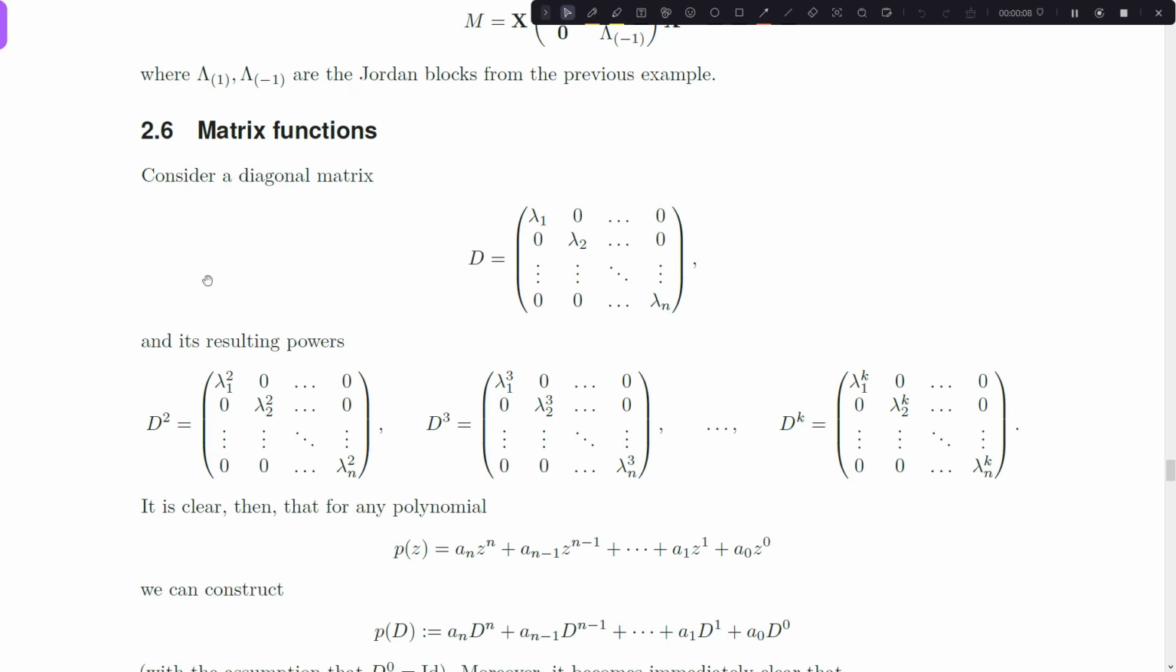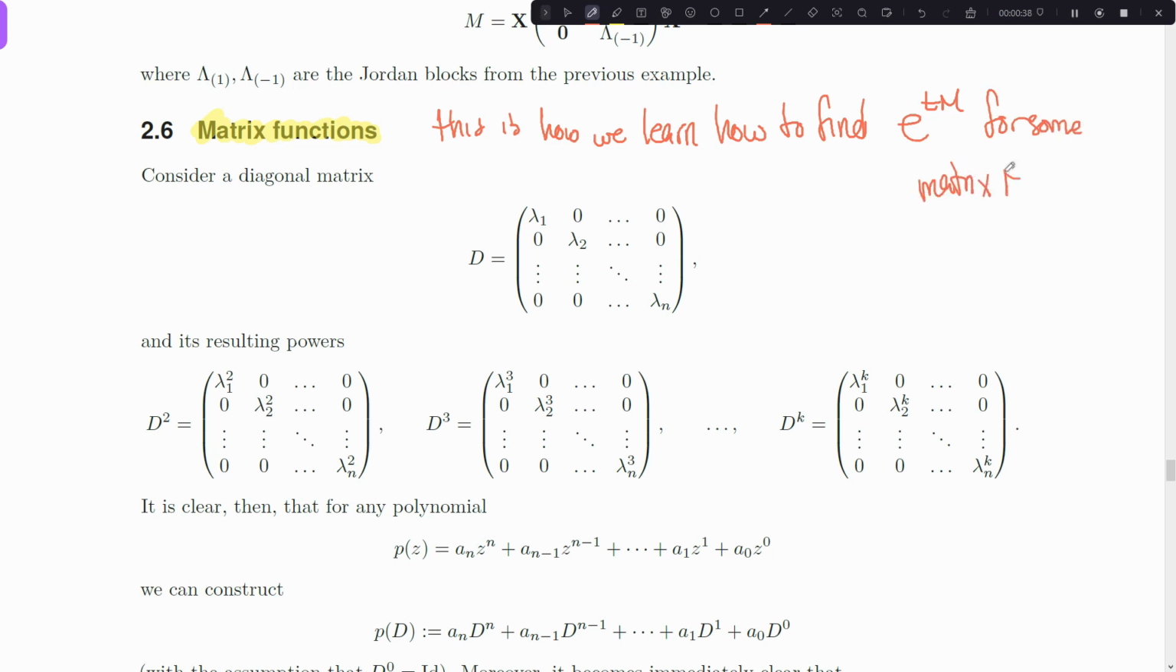Okay, welcome again, everyone. We are finally there to that special day where we can finally accomplish what I told you we were setting out to do from the beginning, and that is this is how we learn how to find e to the tM for some matrix M.